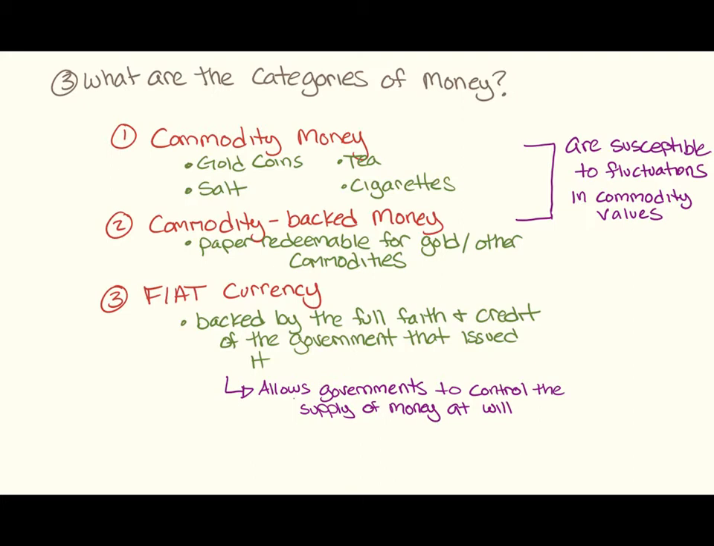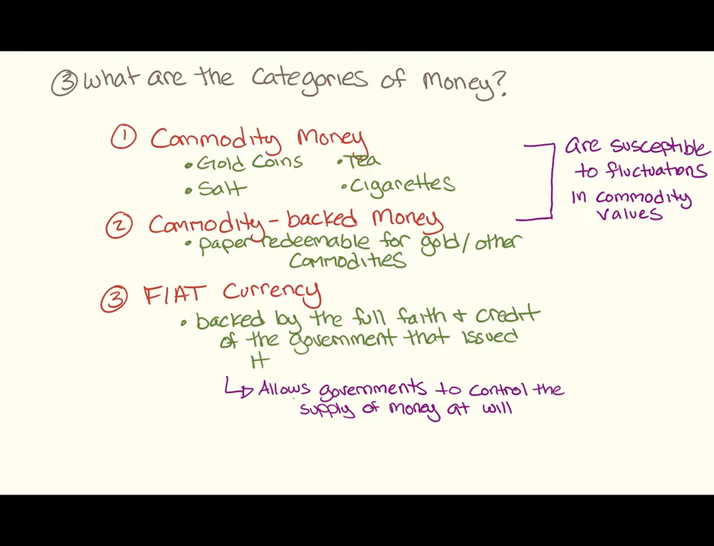These things are commodity money because each of these items that are being used as money has value in and of itself. Tea has value, it has utility outside of its use as money. Cigarettes have utility outside of their use as money. And so this is something that people want not because they're used as money, but because they want the item itself, right? Gold coins have value not because they're coins, but because they're made out of gold, etc.